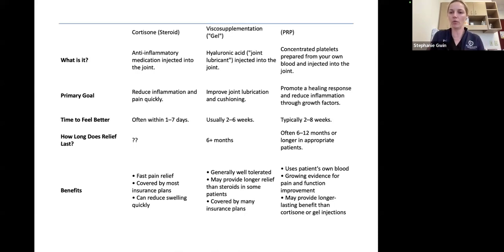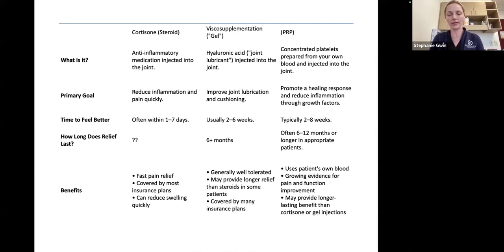And PRP is also targeting more long-term results than cortisone because it's getting your body's own healing mechanisms to come in. It doesn't work immediately, which is where we get to time to feel better. Cortisone, it's pretty quick. Visco supplementation, you have to complete the series and there's some gradual improvement after that. And then PRP, everyone's different. I usually do a phone call follow-up about 6 weeks because that's when I expect to see some noticeable improvements, but you can still expect gradual improvement after that.